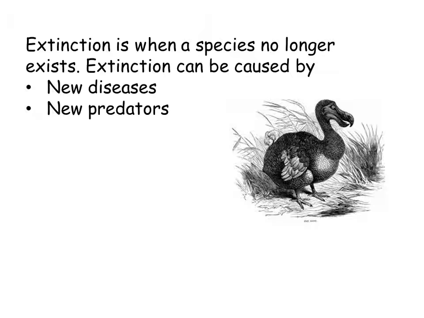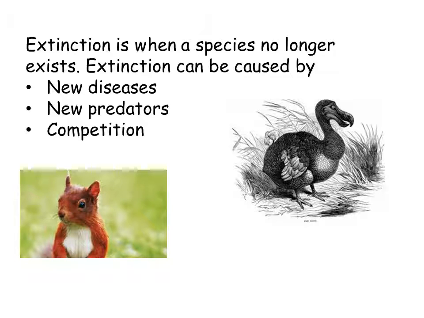and wiped out the dodos very, very quickly. New predators can very quickly decimate a population and drive them to extinction, in particular if the predators are from a different area, or if they've evolved just a new mechanism that the prey can't adapt to quickly enough, they can wipe them out. And finally, competition can drive a species to extinction. The red squirrel in Britain is pretty close to extinction from competition from the grey squirrel that was introduced in the 1800s.